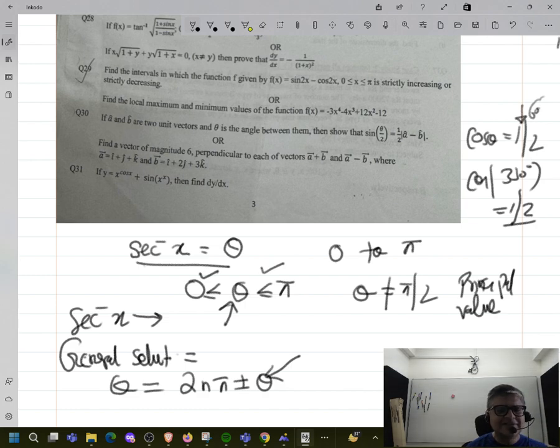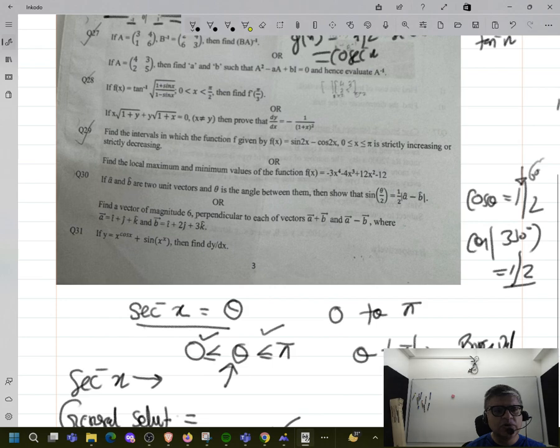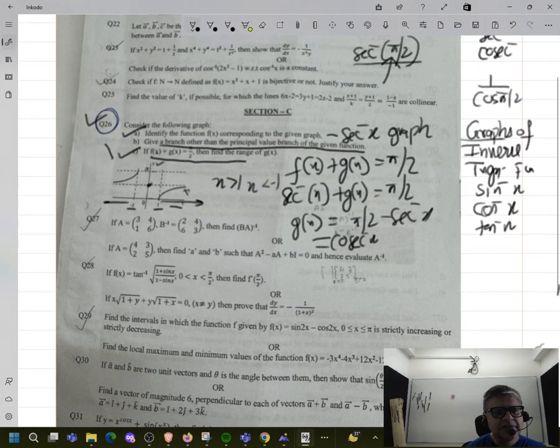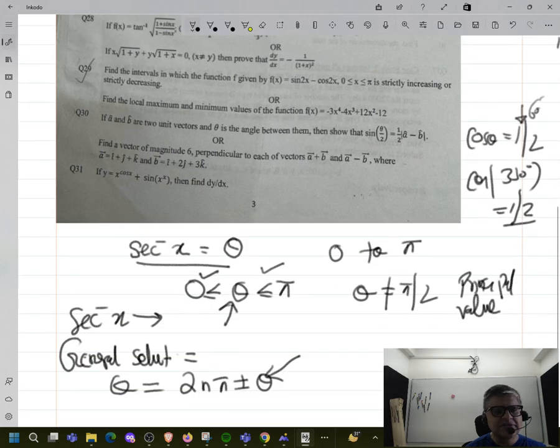So if you notice the question they have asked, give a branch other than the principal value branch. That's your answer, the general equation. This is another branch. Now you can put the value of n to be equal to something. So this is theta n. Put the value of n equal to 1, put the value of whatever.